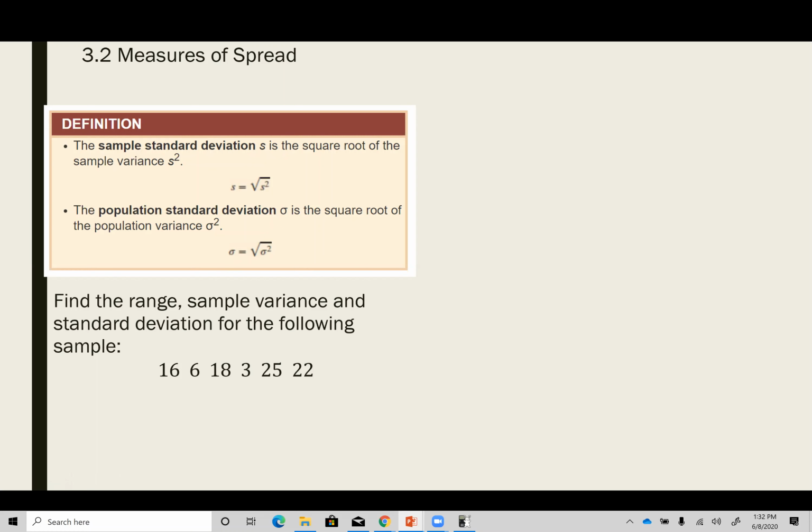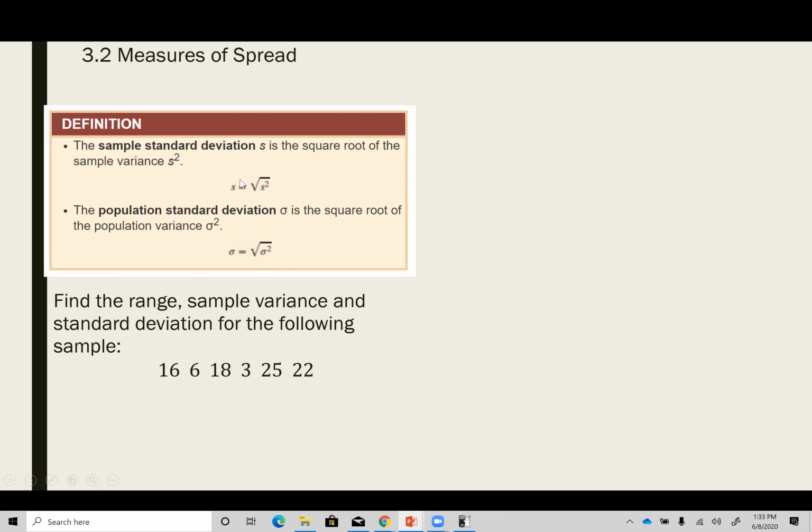Let me ask you, the three things we have were, again, the range, the variance, and the standard deviation. So let's say they give you this data and ask you to find the range of your data, find the sample variance, and find the standard deviation for the following sample. We know that this is a sample, so we're using the S, not the sigma, right? We're using the S here.